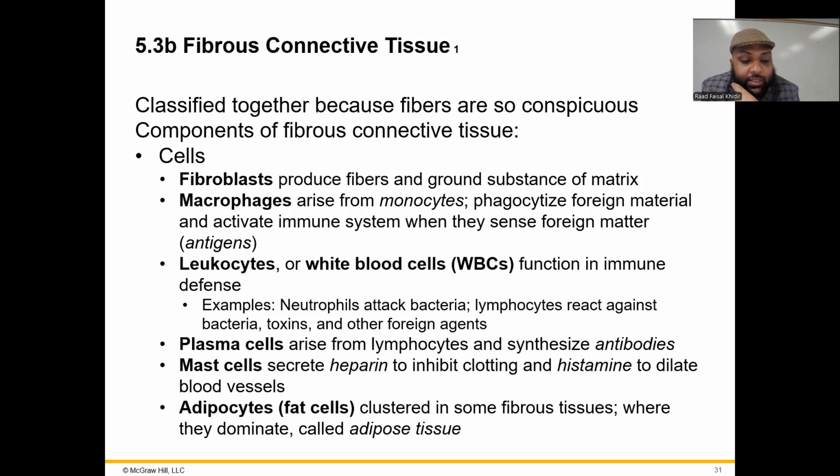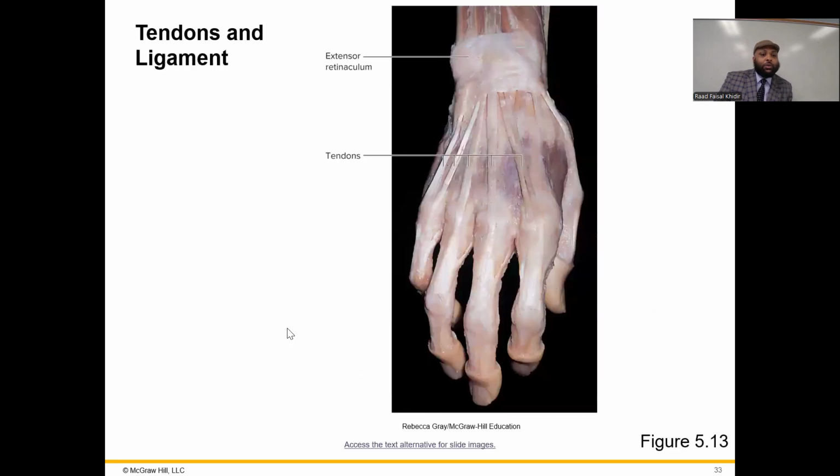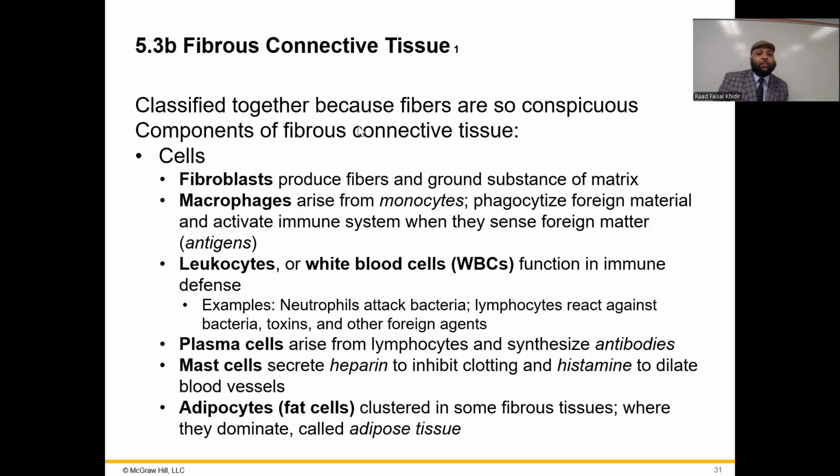So adipocytes are fat cells. They are clustered in some fibrous tissues where they dominate, and they are called adipose tissue. So these are the types of cells that are found in the fibrous connective tissue.